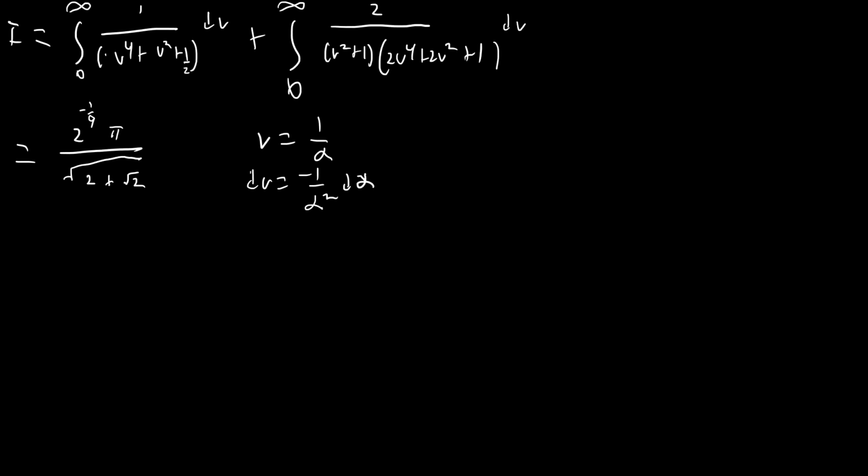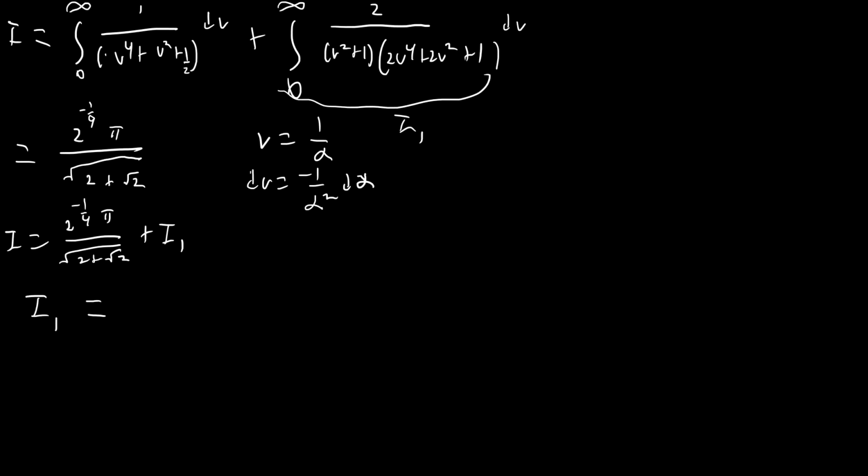So once we get the substitution, I'll just call this part I1, and we're going to solve for I1. So I equals 2 to the negative 1/4 pi over square root 2 plus square root 2 times plus I1. Okay, so once we make this substitution, our bounds for I1 are going to end up being the same since they get flipped, but then we're going to use this negative sign right here to put them back.